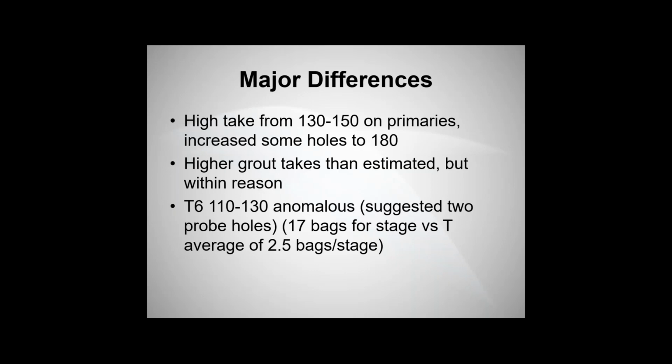And we did have one of the reasons that we do the primary, secondary, tertiaries is so that we can compare the reduction in grout takes. And so we did have this one anomalous stage on technically the last tertiary hole between 110 and 130 feet. We had been seeing grout takes of about 2.5 bags per stage. So that's on tertiary holes, just tertiaries. We've been seeing a grout take of about 250 pounds per 20 feet.